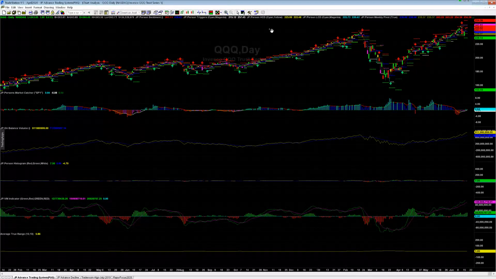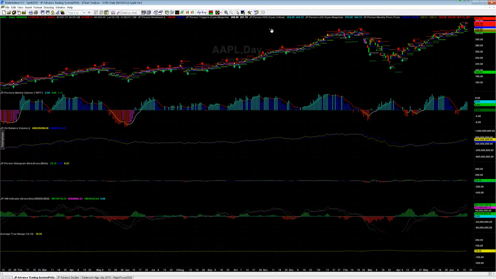And then finally, if you want to check out how we use this tool, it's comparing an ETF and a stock relative to the S&P 500.